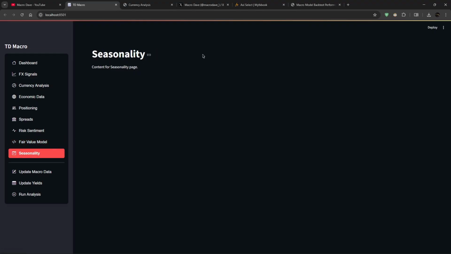And then we'll have seasonality, which will show the seasonality for the different currencies and so on and so forth. And then these are just admin pages. These are not for users. These are for my use case. And yeah, that's about it.